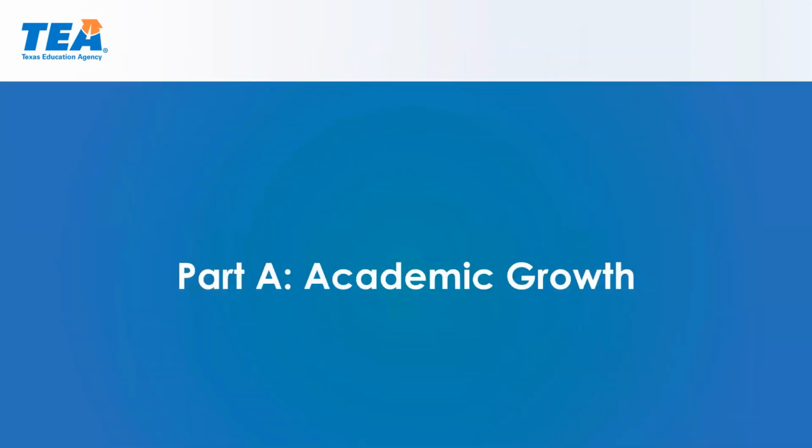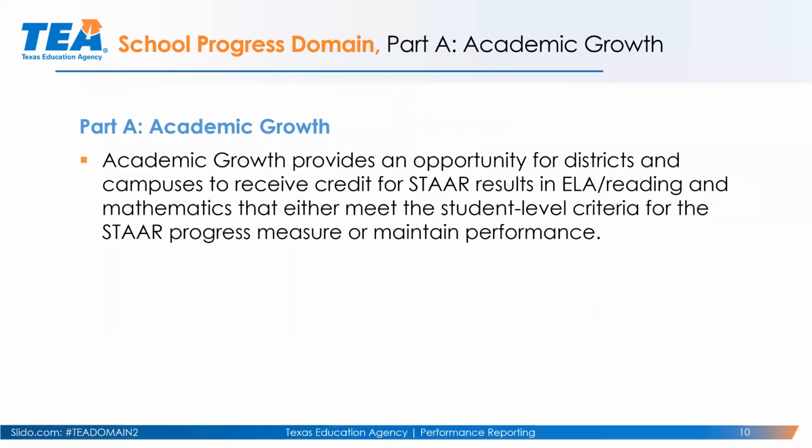Okay, so let's review the first part of the school progress domain, Part A, academic growth. Academic growth provides an opportunity for districts and campuses to receive credit for STAAR results in English language arts or reading and mathematics that either meet the student level criteria for the STAAR progress measure or maintain performance. So Part A relies on the STAAR progress measure.